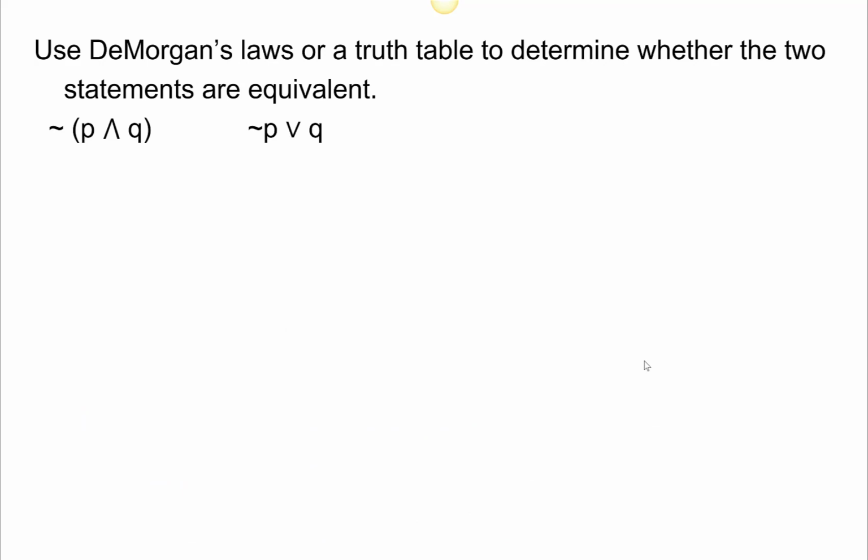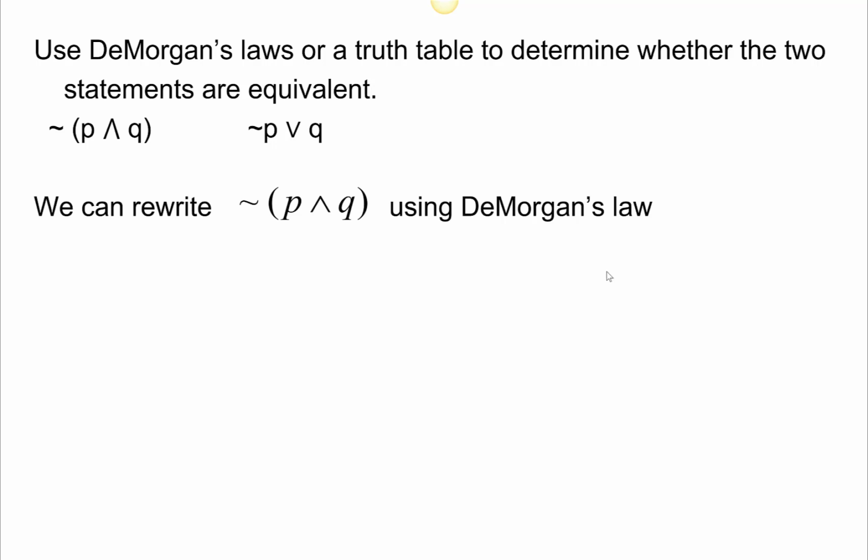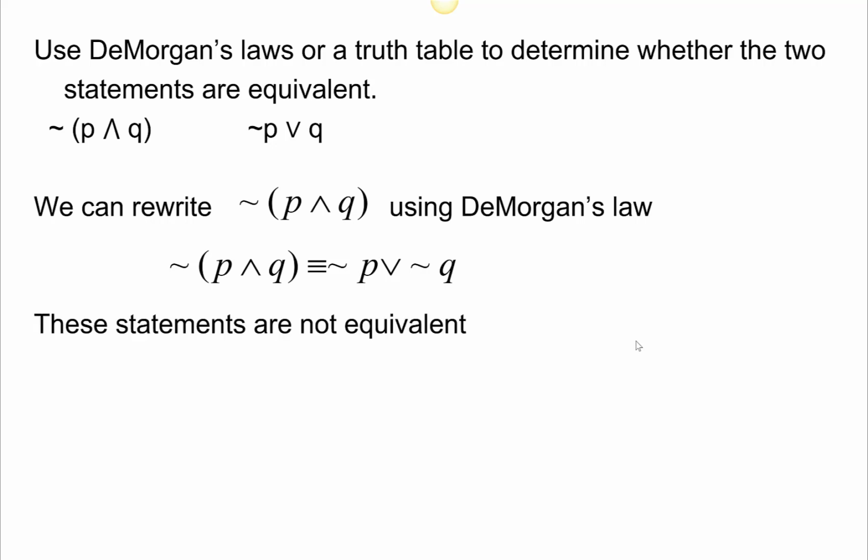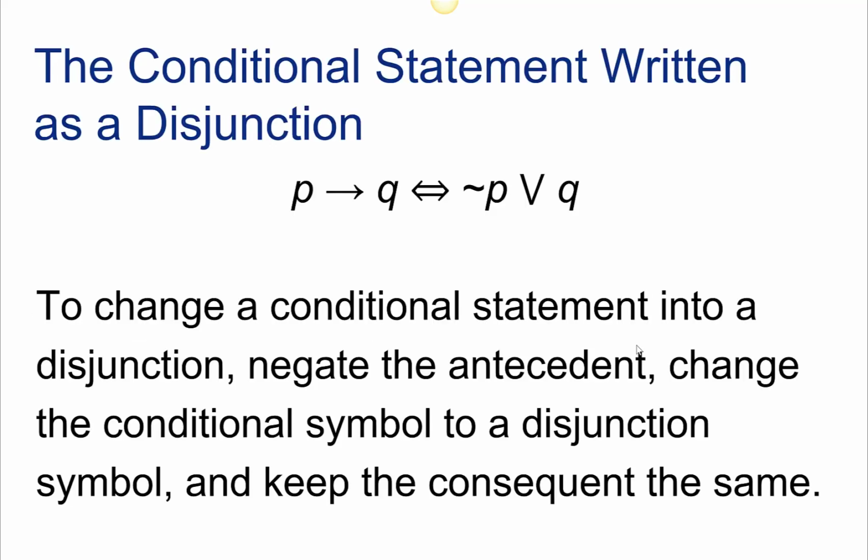Use truth tables or DeMorgan's laws to determine whether the two statements are equivalent. So we can rewrite the one on the left side using DeMorgan's laws, because we know a DeMorgan's law for that one, and we can rewrite that in this format here. And we notice this is not what we were given as a second statement, so therefore the two statements we were given originally are not logically equivalent.